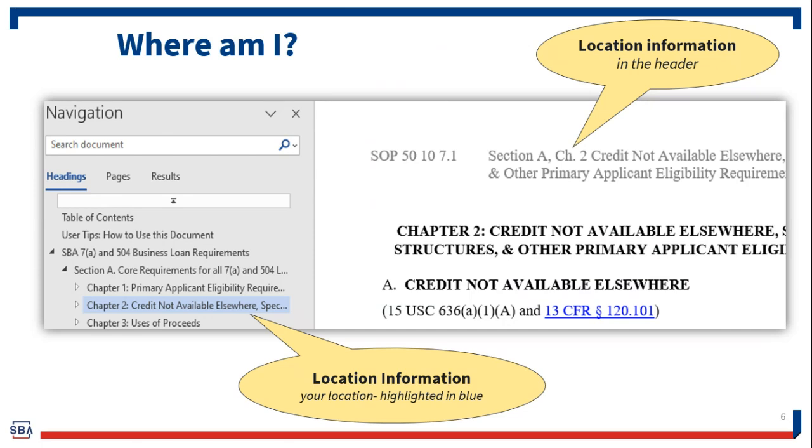Have you ever gotten lost in the SOP? There are two ways to determine where you are. As we mentioned a couple of slides ago, the header information is located at the top right of every page. And if you look in the navigation pane, your location is highlighted in blue. And here is a helpful user tip. Click once on the page where you want to be in the document, so Microsoft Word knows what page you're on. If you've been scrolling the document, Microsoft Word thinks you're at the spot where you last clicked on a page.